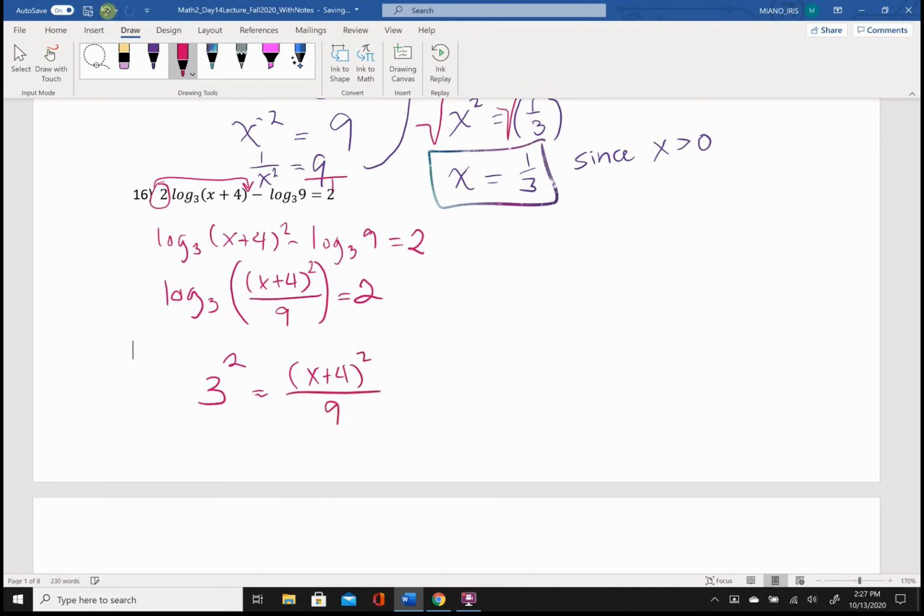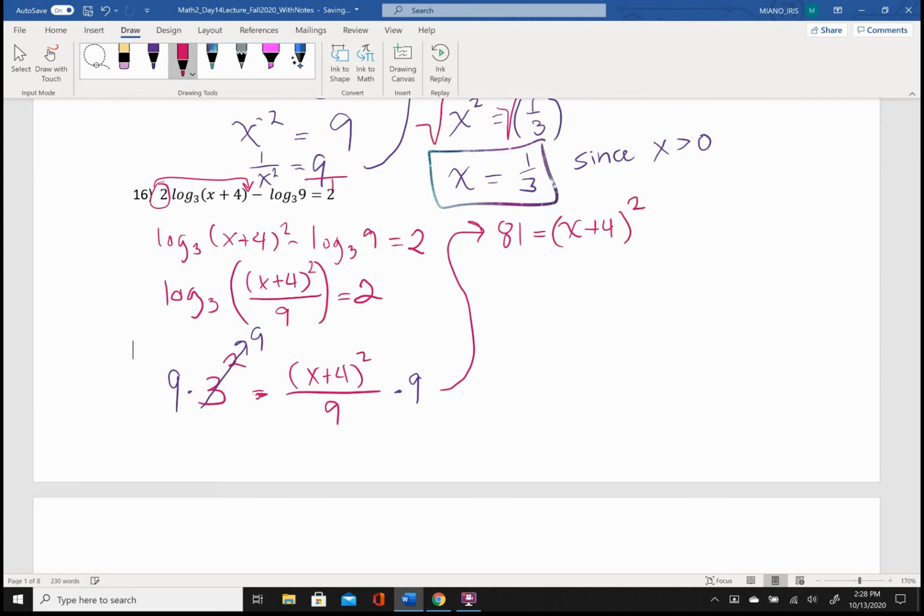And I know what some of you may be thinking with this. Oh, can I cancel out this 9 and this 9? No, don't do it, because this 9 is in a denominator space. So in order to get rid of it from both sides of the equation, I will need to multiply both sides by 9, which is something I definitely want to do here. So on the left-hand side, we're actually going to get an 81. So that'll be 81 equals x plus 4 quantity squared.